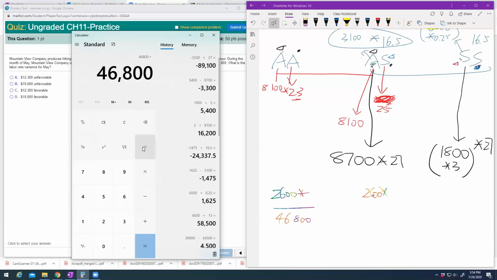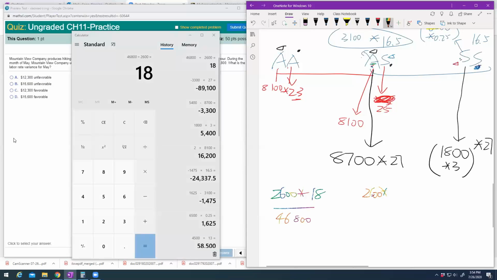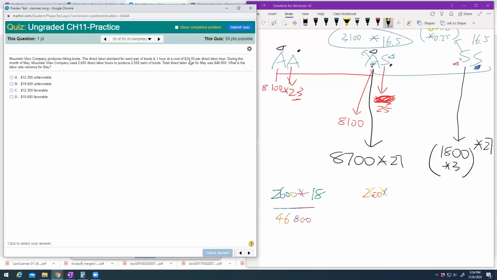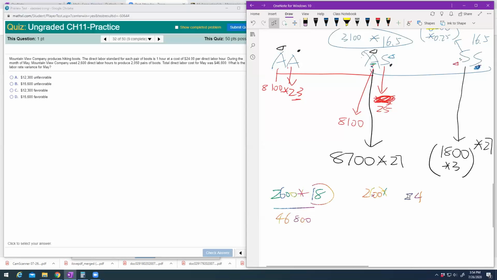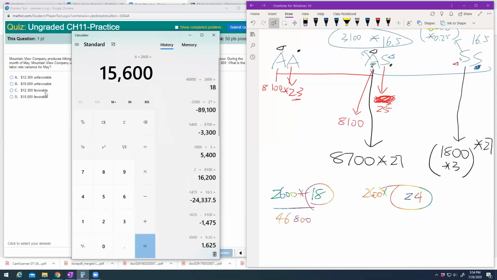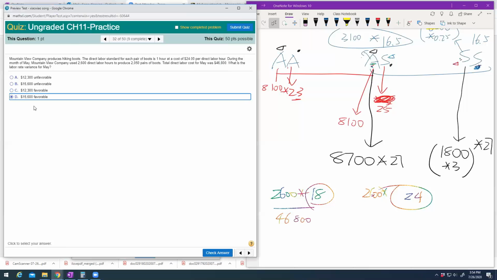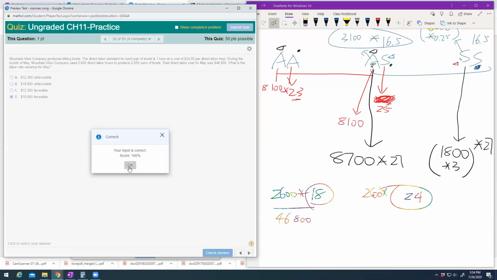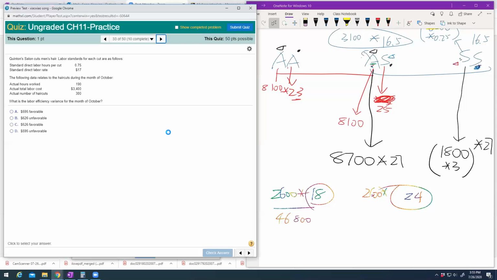46,800 divided by 2,600. So actually you pay $18, right? But standard said you pay $24. So for 1 hour, we save $6. We have a favorable. So 6 times 2,600, we totally have 18,600 favorable.